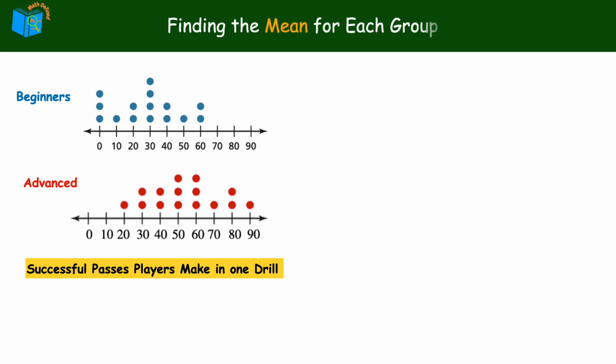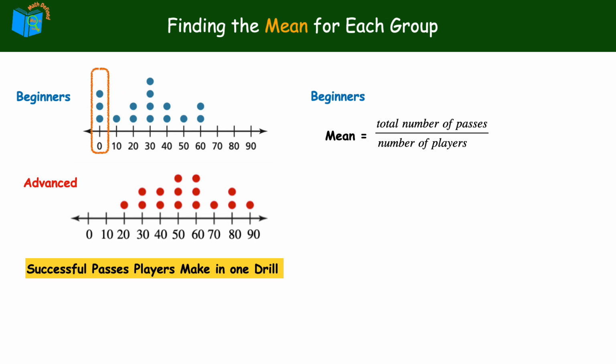Let's start by finding the mean. To do that, we take the total number of passes and divide by the number of players, starting with the beginners. Instead of adding every single dot one at a time, we group the dots that sit at the same number. For example, I see 3 players with 0 passes, so that's 3 times 0.